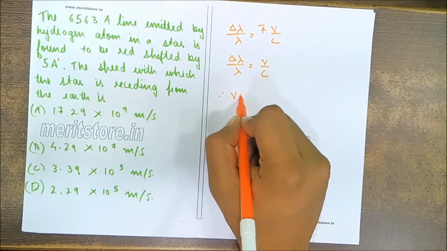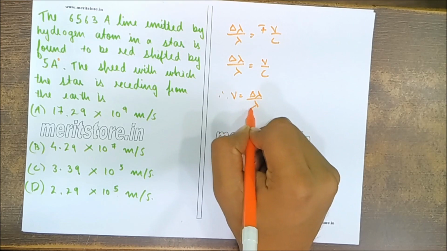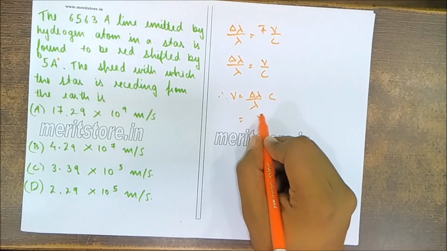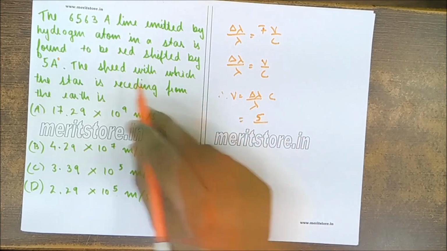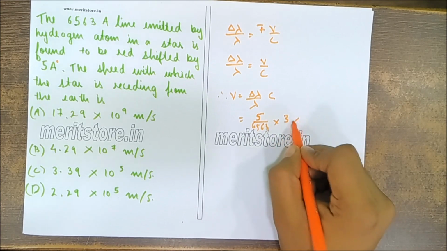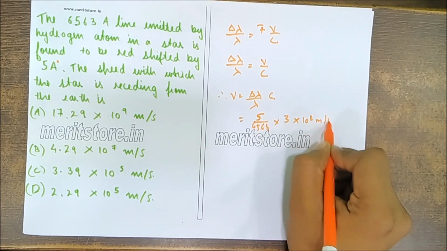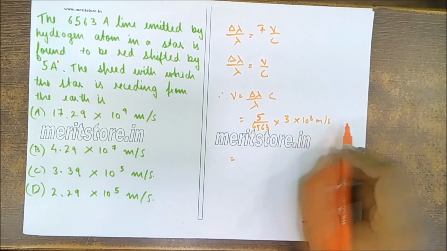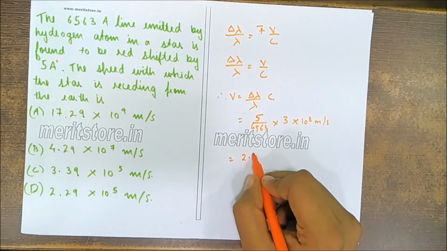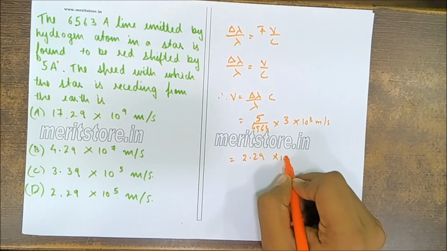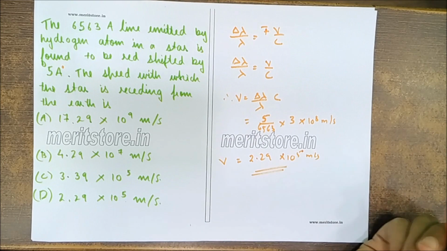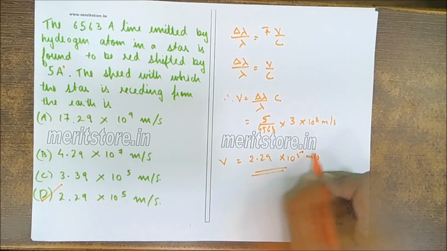Therefore, V is demanded. So delta lambda upon lambda into C is equal to V. Delta lambda is given as 5, while the original wavelength is 6563, into 3 into 10 raised to 8 meter per second. So after simplification this will become 2.29 into 10 raised to 5 meter per second. Option D.